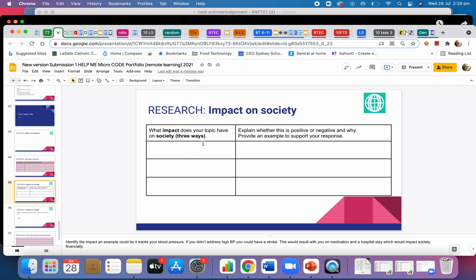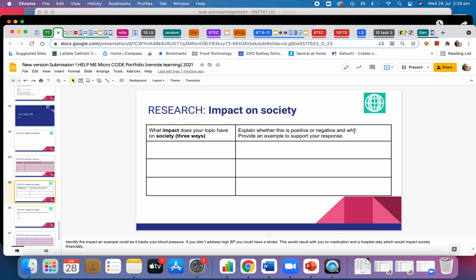So what impact does your topic have on society? If my Fitbit tracked my heart rate, and my blood pressure was too high, it would prompt me to go to the doctor. Is that positive? Yes, that would be a positive. Make sure these are all in full sentences. It's not just "yes, positive." Put it in a sentence, and say why.